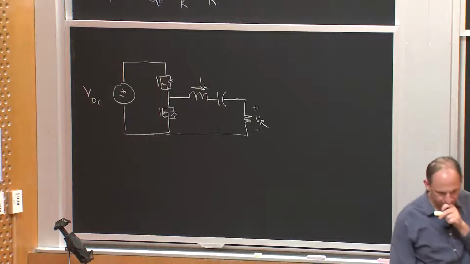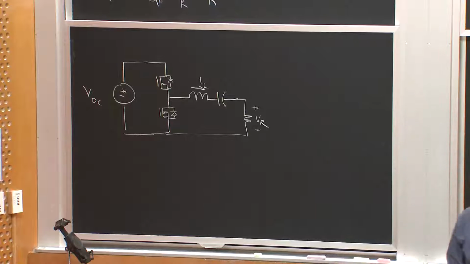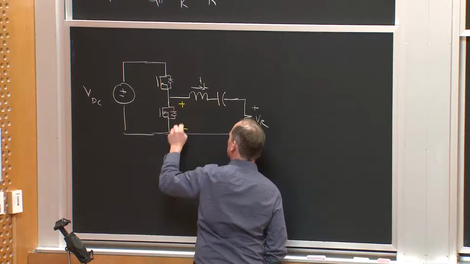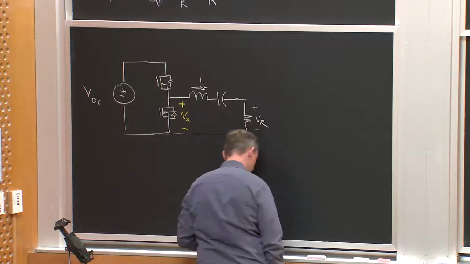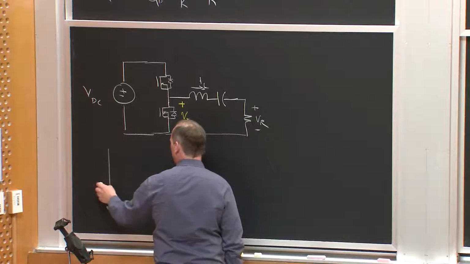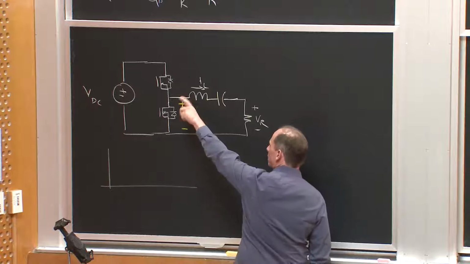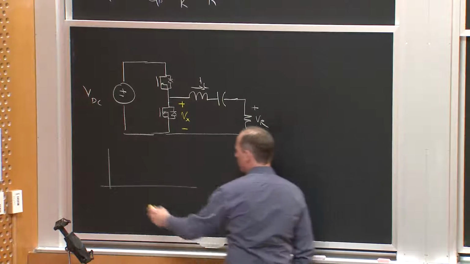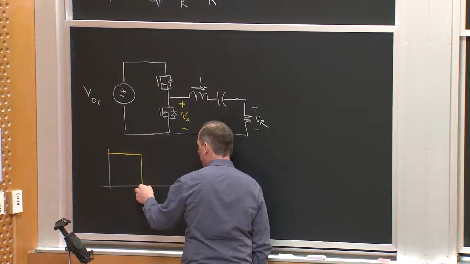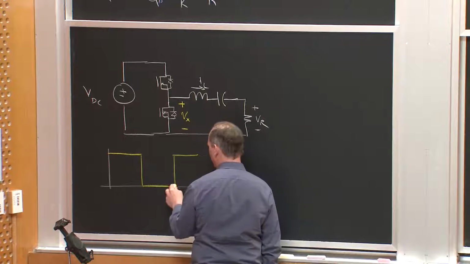Okay. And I might call this voltage here V sub X. Okay. So what is V sub X going to look like if I just operate these two switches at 50% duty ratio? Maybe V sub X looks something like this. It modulates between VDC and 0 at some switching frequency that maybe I vary.